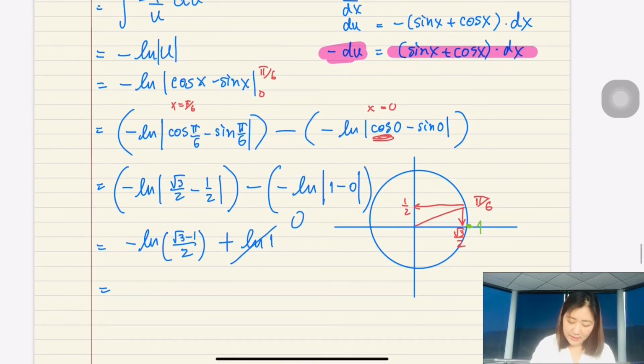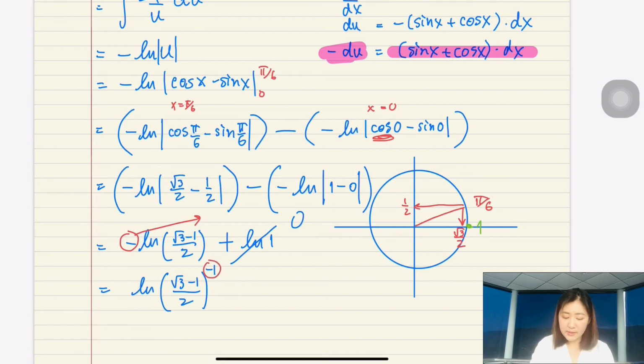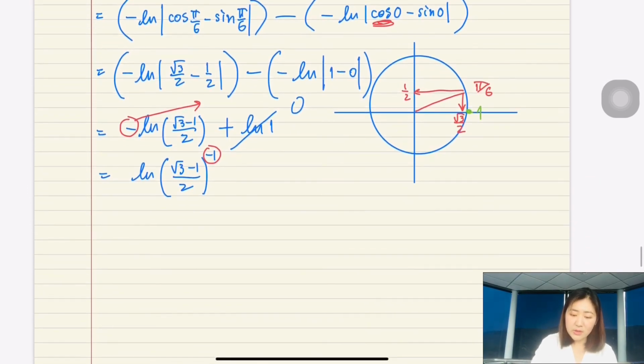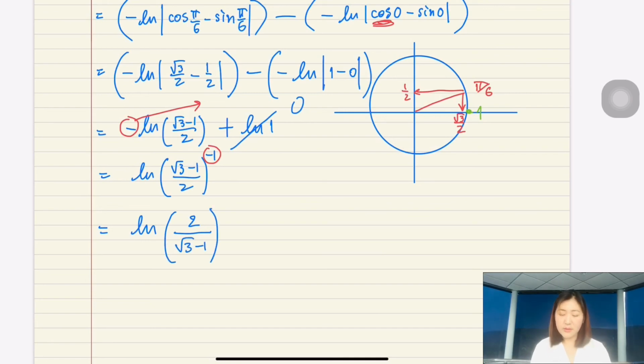So here you have only ln of ((root 3 minus 1) over 2) to the power of minus 1. I take this minus to be the power here. So power of minus 1, you can swap inside the brackets. Here you're gonna get ln of 2 over (root 3 minus 1), right?